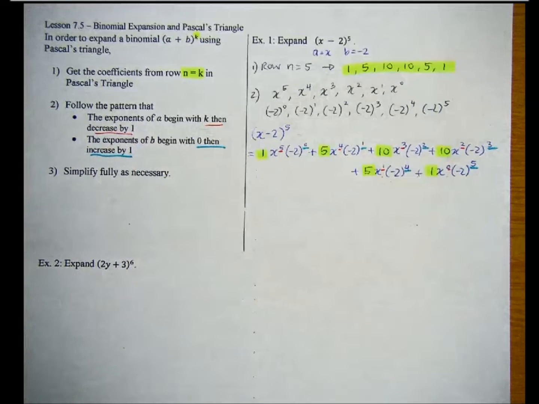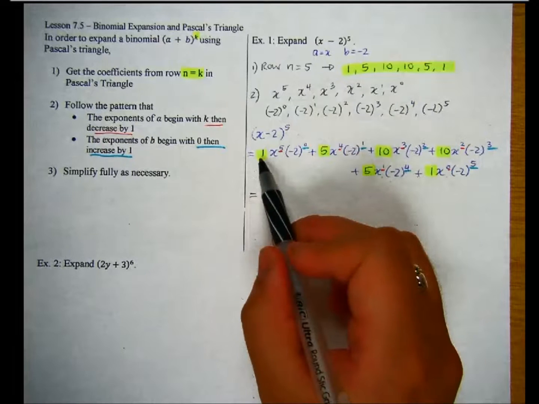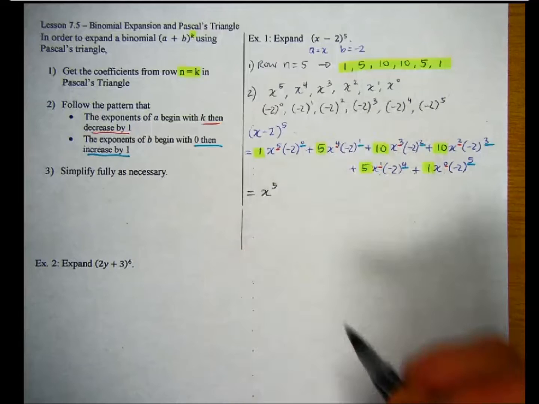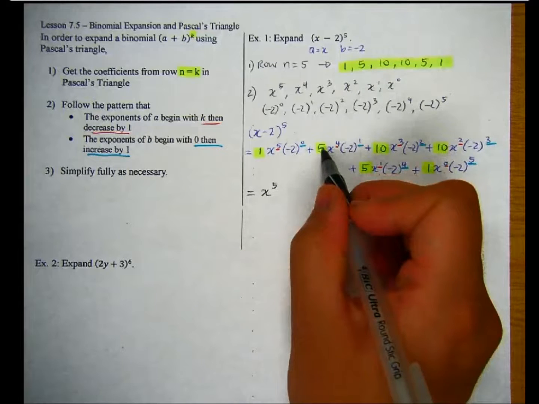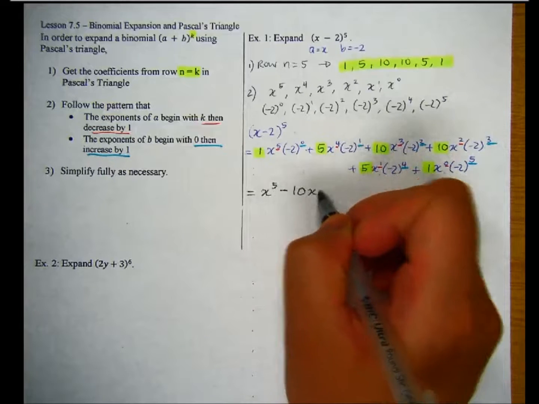All right, now we need to simplify this. This is going to be, well, 1 times negative 2 to the 0 times x to the 5, well, that's just going to be x to the 5. Now, 5 times negative 2 to the exponent 1, that's going to be negative 10x to the 4.